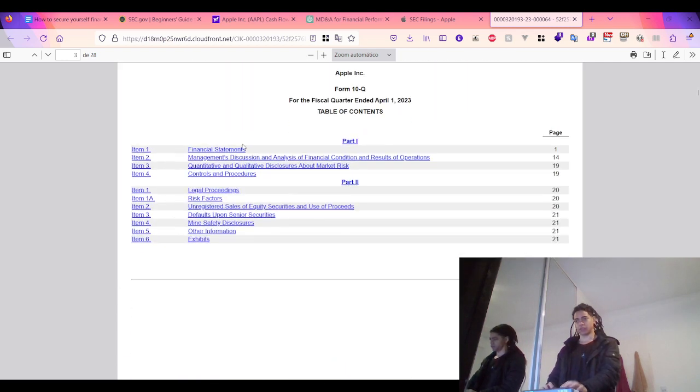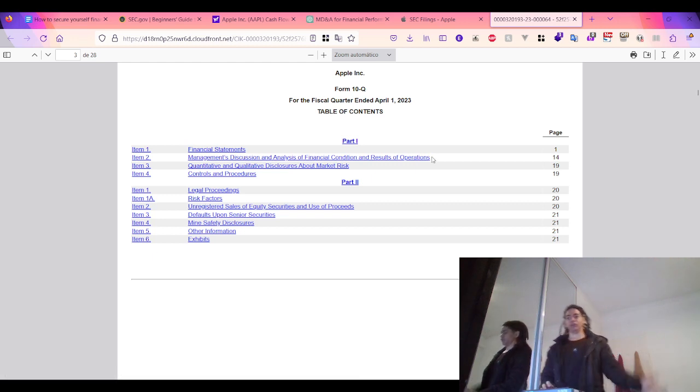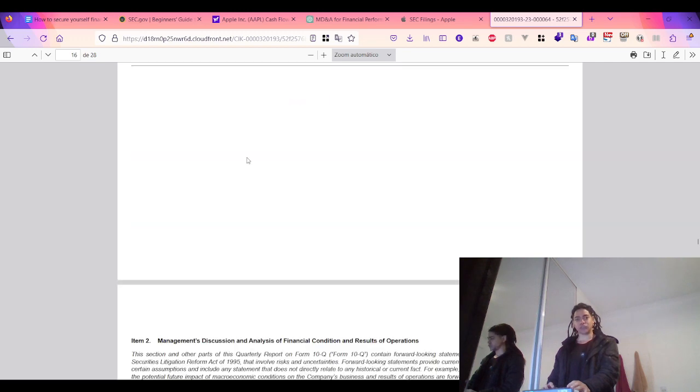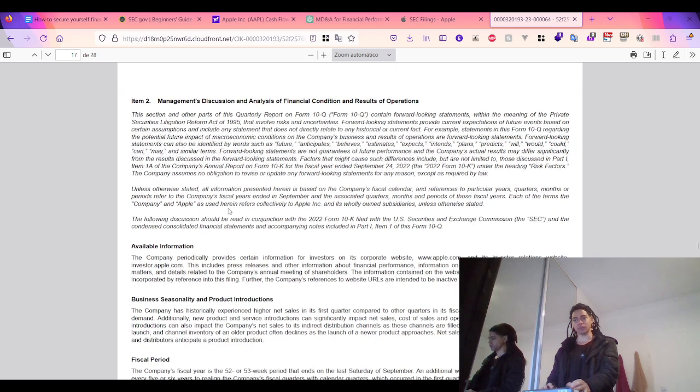If I take a look at this financial statement, the management discussion and analysis of financial condition and results of operations, a very long name, man. Quantitative and qualitative disclosure about market risk, controls and procedures, legal proceedings, risk factors, unregistered sales of equity securities and use of proceeds, defaults upon senior securities, mine safety, other information and exhibits. But after all, what I'm doing is looking at the most important part. So the management discussion and analysis is a section, quarterly or annual, that provides a narrative explanation of the financial performance of the company.